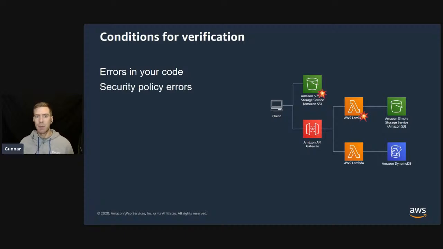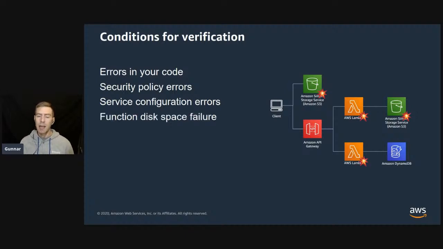We can create different types of errors that are security related by adding security policy errors, and different types of service configuration errors. These are errors that we every now and then might introduce when we're deploying, when we're creating new features. So we can create these as conditions as well. Or if we're using the disk space in our Lambda function, for instance, to manipulate data or using it as a cache of sorts, then we can introduce disk space failures as well, by watching how our application behaves if the disk space is full, for instance.